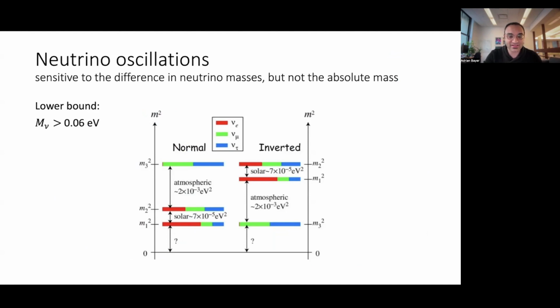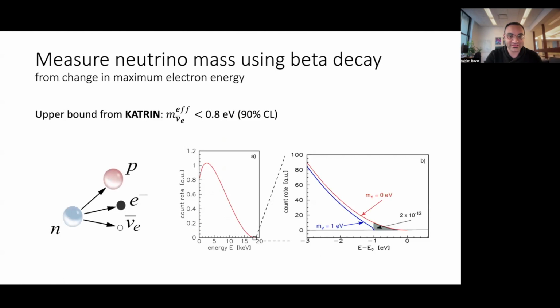And so if you want to measure the absolute mass scale using particle physics, you can use beta decay. And this is something the KATRIN experiment has done. In beta decay, a neutron decays to a proton, an electron, and an electron antineutrino. Because this is a three-body decay, if a neutrino has mass, it will take away some of the energy of the electron. You can measure the energy distribution of electrons, measure the maximum energy that an electron has, and based on that, you can infer how heavy the neutrino is.